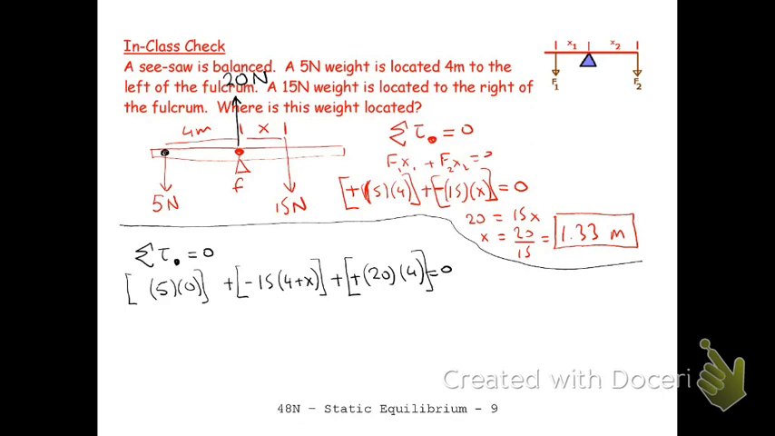Oh, because there's my turning axis. And that force is going that way, yeah? Yep. So then I say minus 60 minus 15x plus 80 is equal to 0. So that means that 15x is equal to 20, which means x is equal to 20 over 15, which equals 1.33.